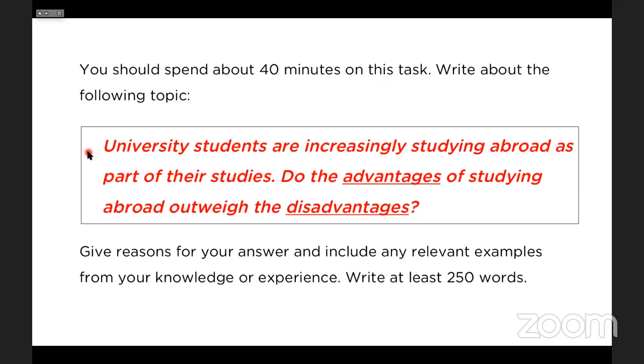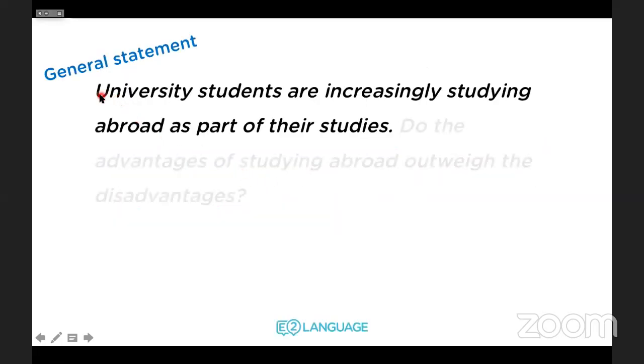Okay, so it's asking us about students studying abroad. Is it good or is it bad? Or does the goodness outweigh the badness? Now, the thing is, you may see clearly this word advantage or disadvantage. Other times it will say benefits and drawbacks, might say positive and negative. But either way, this is the advantage-disadvantage question type.